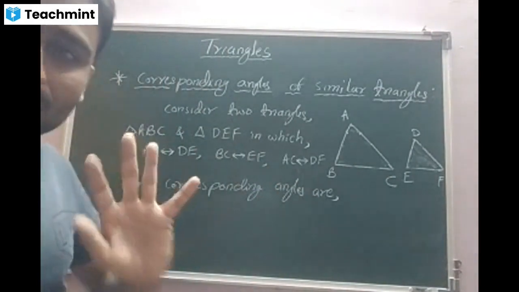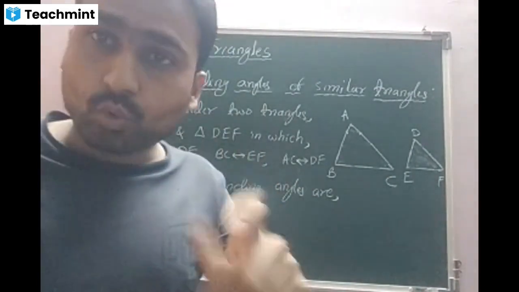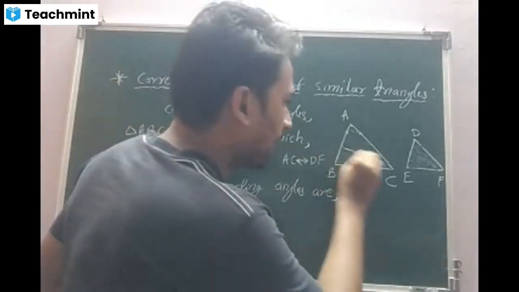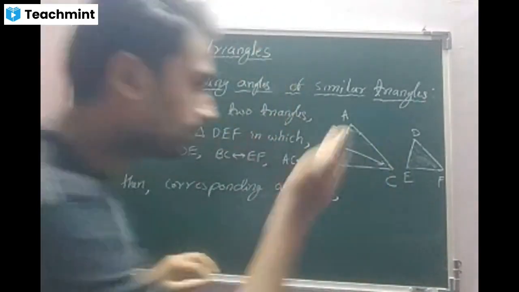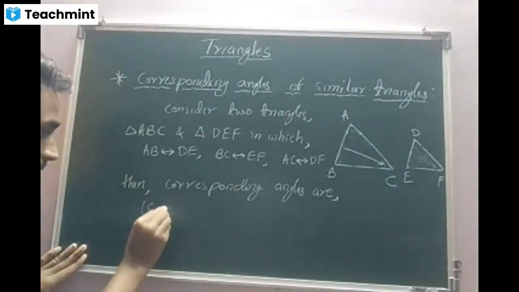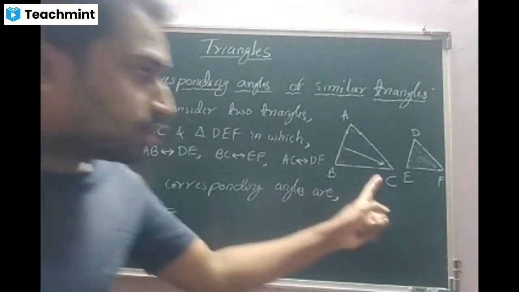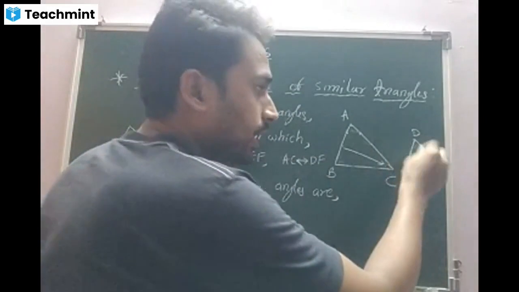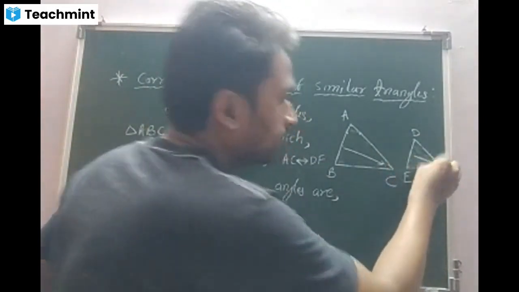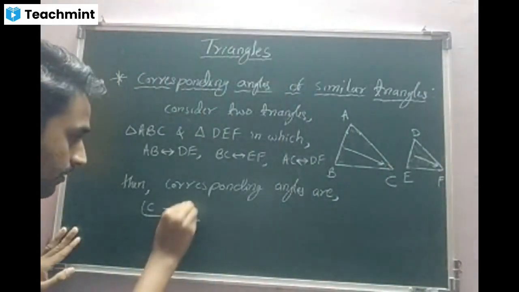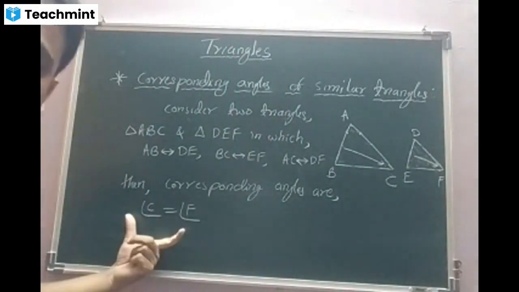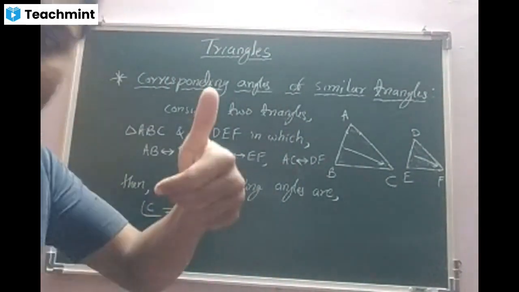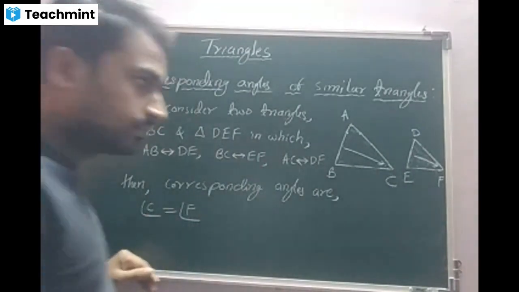But again, the same concept you have to use. Dushman ka dushman dost. Look at this. AB. What is the opposite angle? Angle C. This should be equal to AB with DE. So what is the opposite of DE? Angle F. These are corresponding. Directly you can write equal also. Am I right?